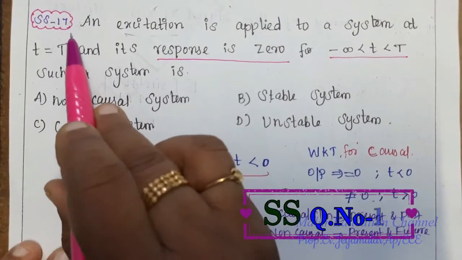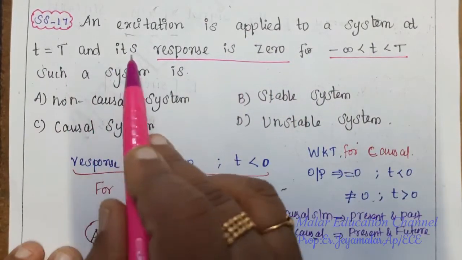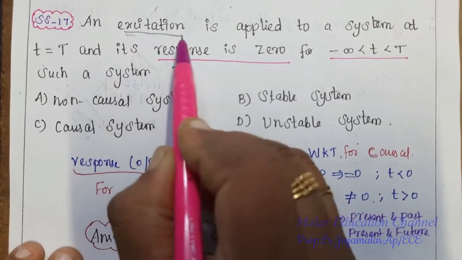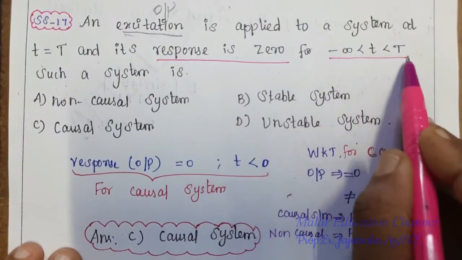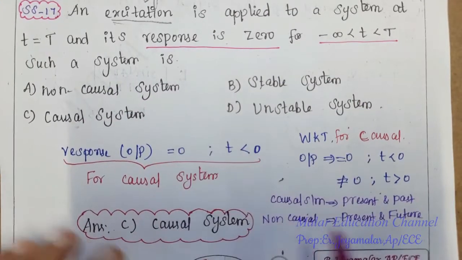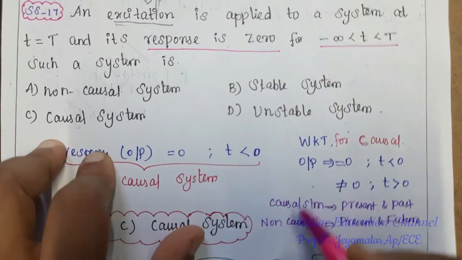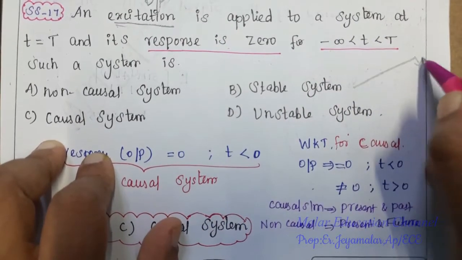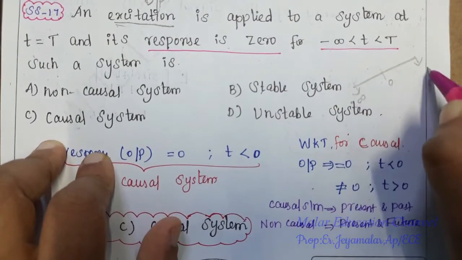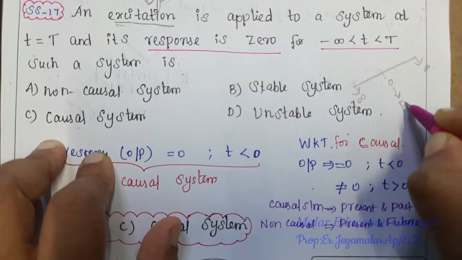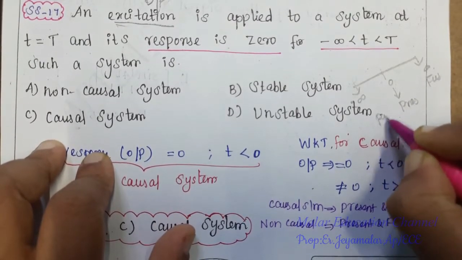Signals and systems, question number 17. An excitation is applied to a system at t equal to t and its response is 0 for minus infinity to t. Such a system, let me check. The given options are causal, non-causal, etc., stable and unstable, isn't it? We know causal functions. See the timeline. This is for 0, this is for minus infinity, this is for plus infinity. This is for present. This is for the present state, this is for future, this is for past.